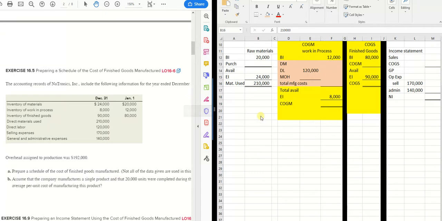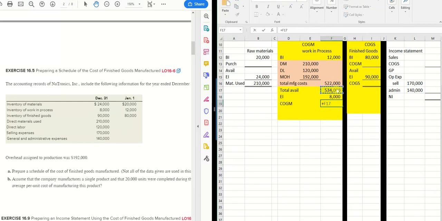So basically, once you plug them in, it's just a matter of figuring it out mathematically. So my direct materials used comes from there. Okay, so I have, let's figure out what else I can determine. Notice that I can't go further, so I'm looking for something that I missed, and overhead assigned to production is 192,000, so that would have helped. Now I know that my total manufacturing costs are direct materials, direct labor, and overhead. So 522, my available is 12 plus 522 is 534.